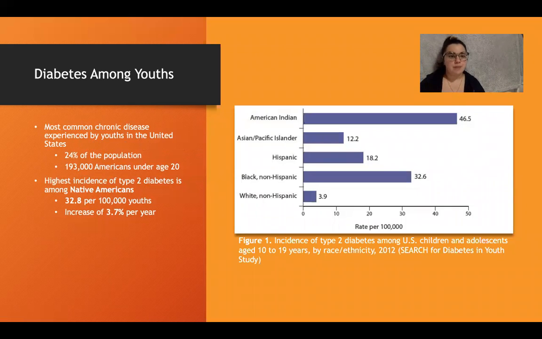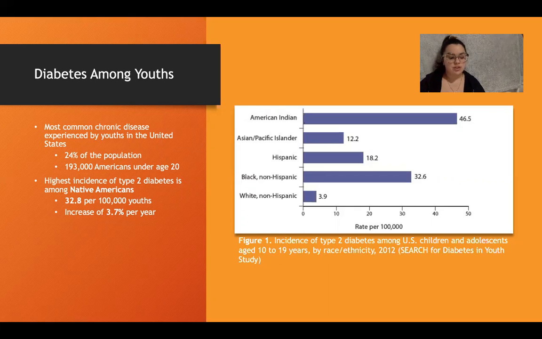Next, let's talk about diabetes among youth specifically. So, diabetes is known to be the most common chronic disease affecting youths in the United States, accounting for approximately 24% of the population, or roughly 193,000 Americans under the age of 20.